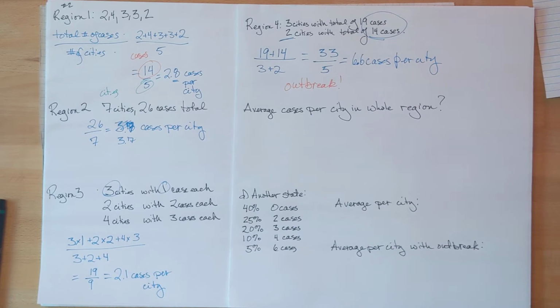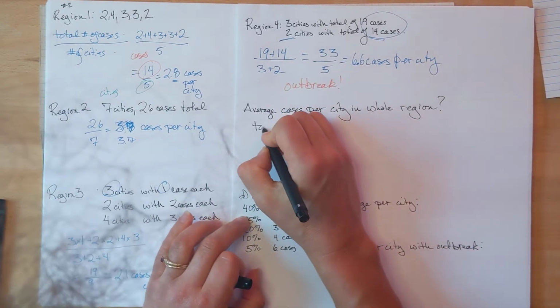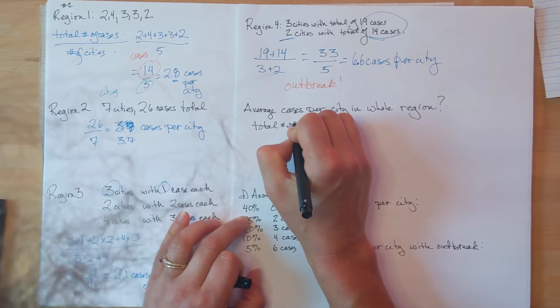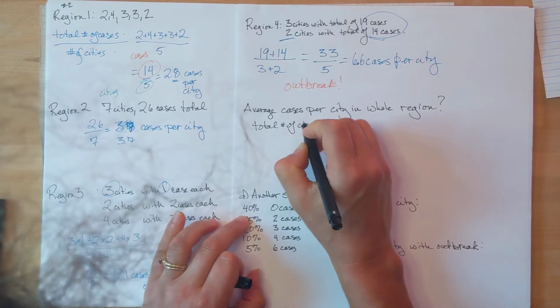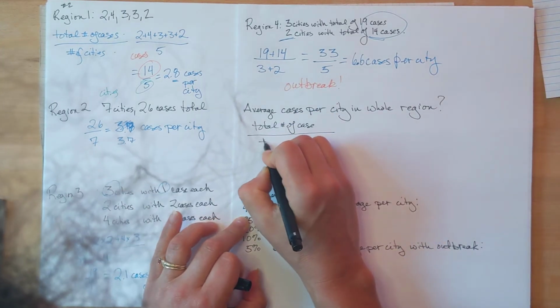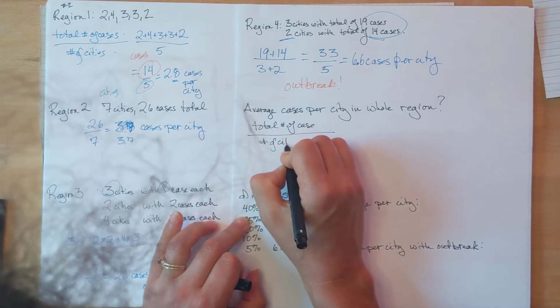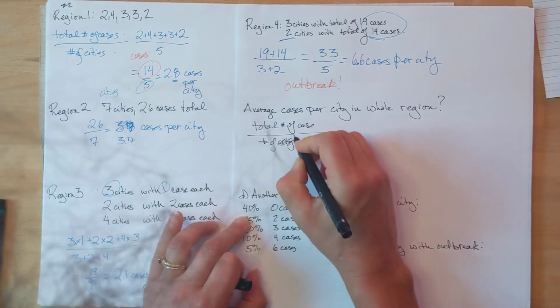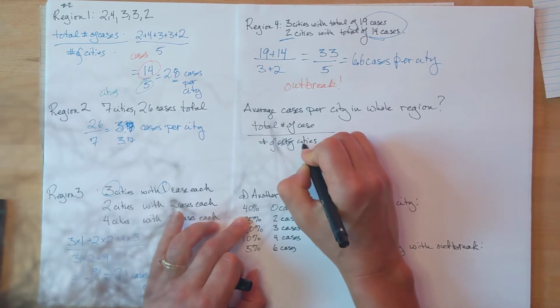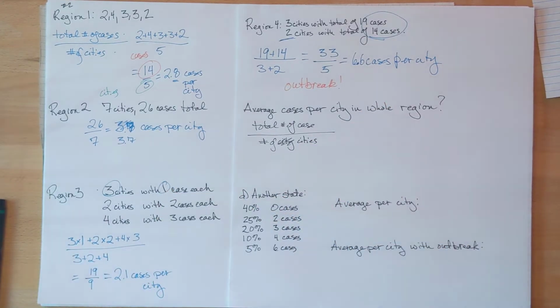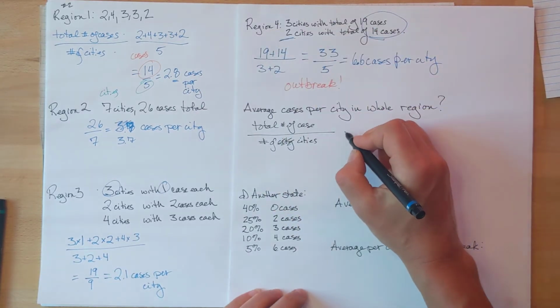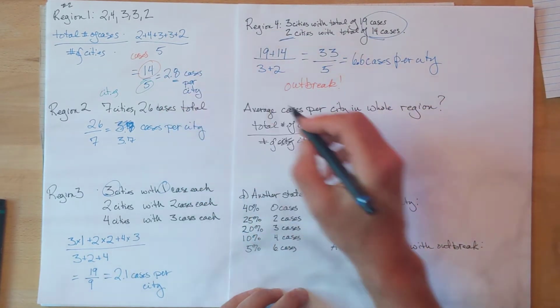The next thing I want to do is calculate the average number of cases per city across the entire region. So to do this, I know what I need. I need the total number of cases divided by the total number of cities. And I've just got to go back to all of my information. Excuse me, that would be cities. I've got to go back to all of my information and just look at how many cases I have. So in region 1, there were 14 cases.